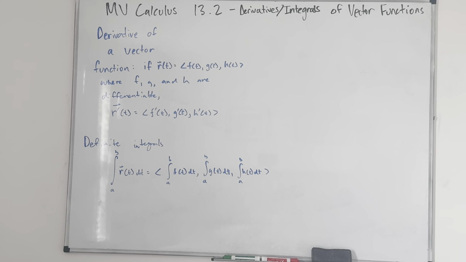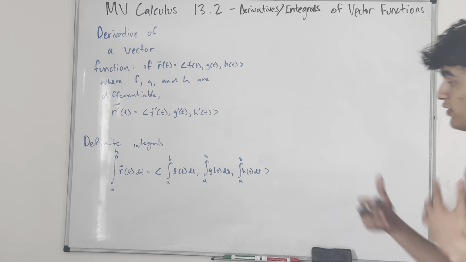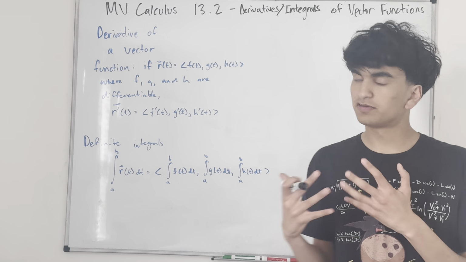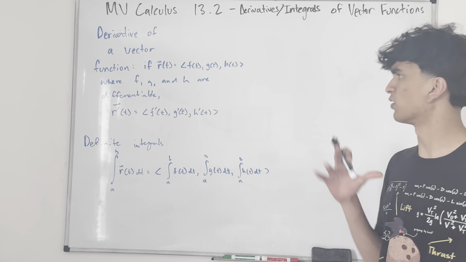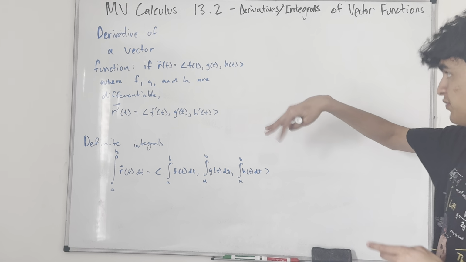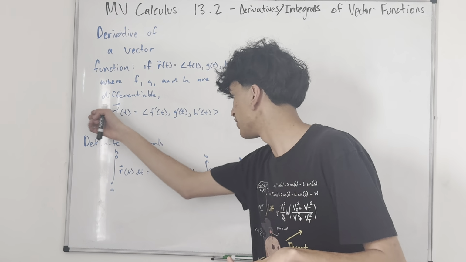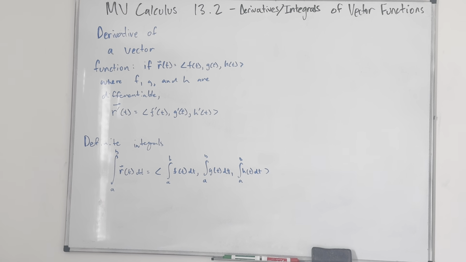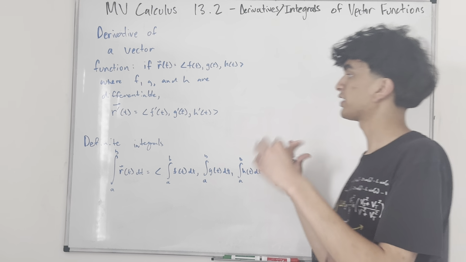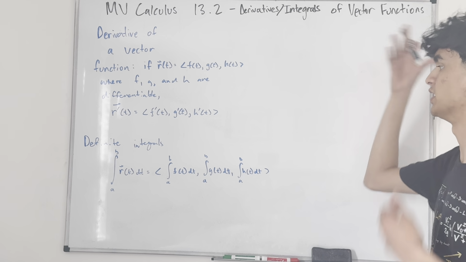So we're going to talk about derivatives and integrals of vector functions. And guys, if you know your derivative and integral rules, this will be kind of a piece of cake, right? The derivative of a vector function: if r of t is equal to f of t, g of t, h of t, where f, g, and h are differentiable, then the derivative r prime of t is just equal to the vector where the components are the derivatives of the functions f, g, and h.